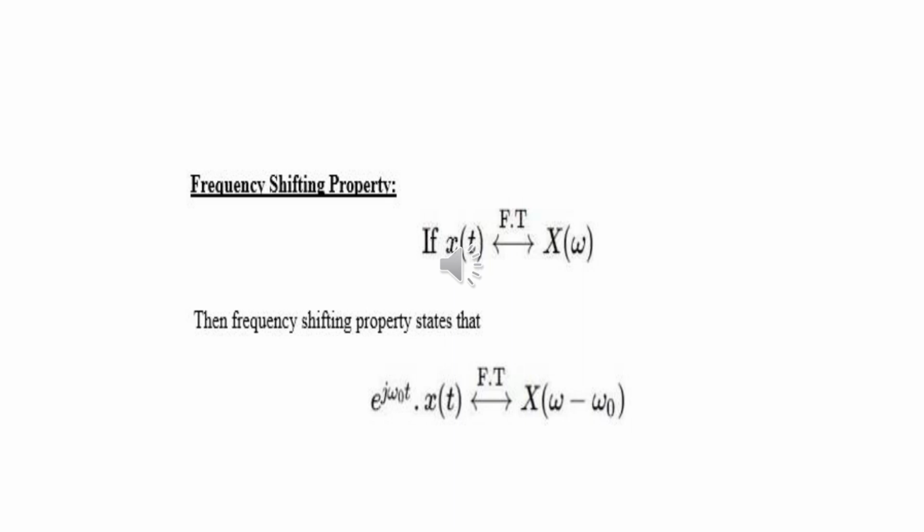The frequency shifting property states that e to the power j omega naught t times the original signal x of t can be Fourier transformed to X of omega minus omega naught, which is the change in the frequency.